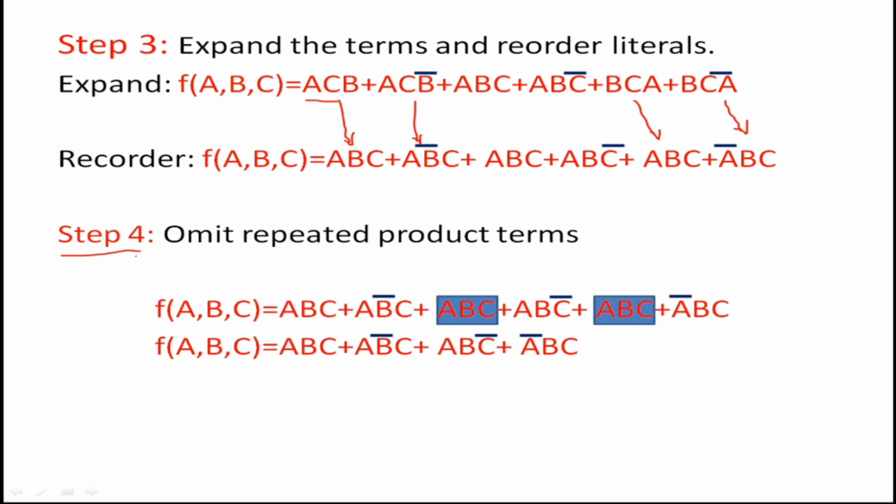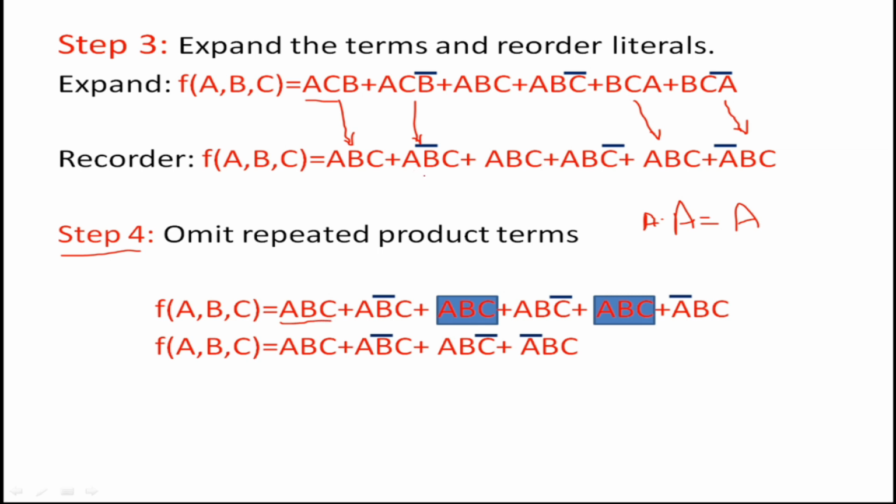Now coming to the fourth step, we are going to omit the repeated product terms. The terms which are repeated, that is ABC is again repeated here, and again repeated here. So we are going to omit it. How? A into A is going to be A. With this concept, we are going to omit it. So we are going to keep only one product term here. So we have kept it as ABC.